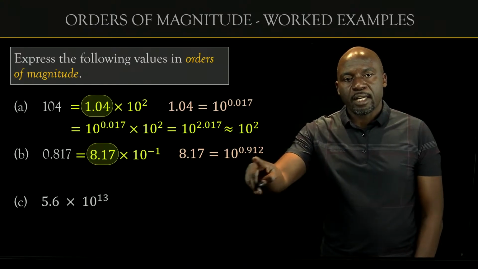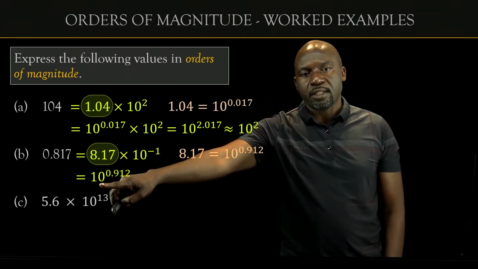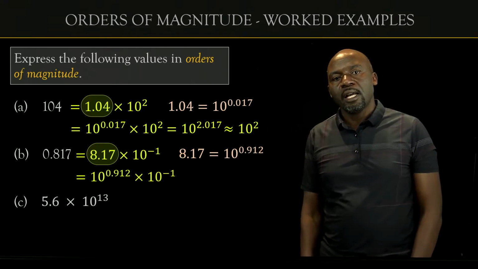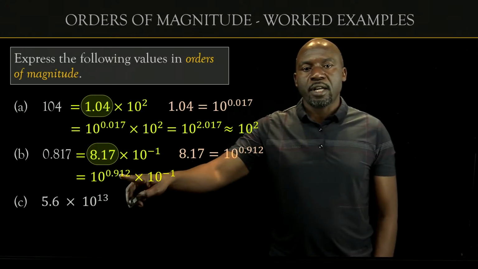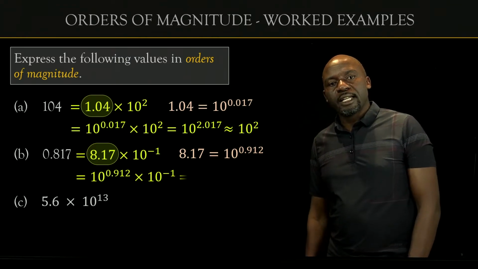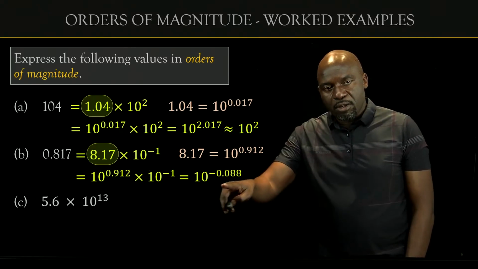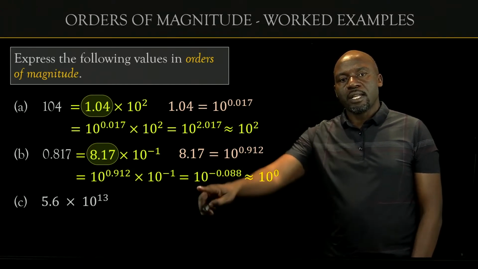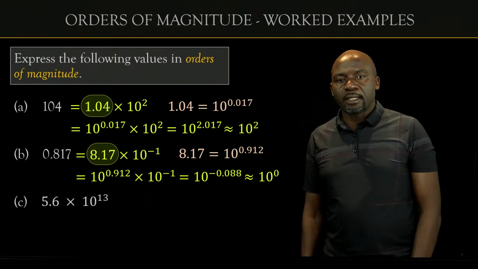Okay, and now we take that and we add to this, so write them together. So the first one, 8.17, is 10 to the power of 0.912. Now we are going to multiply by this. Because we are multiplying similar bases, we add the exponents, so 0.912, and we're going to add -1. If you do so, you get 10 to the power of -0.88, like that. If we round this to the nearest integer, we end up with 10 to the power of 0. This number here is closer to 0 than it is to 1 or to -1.